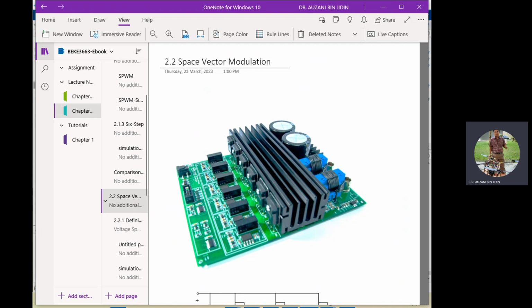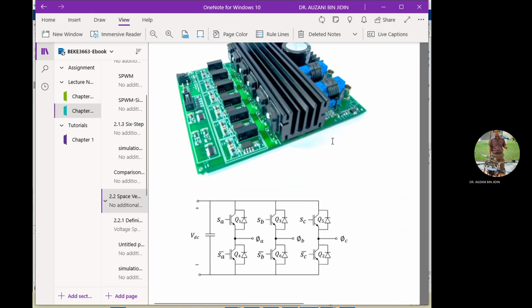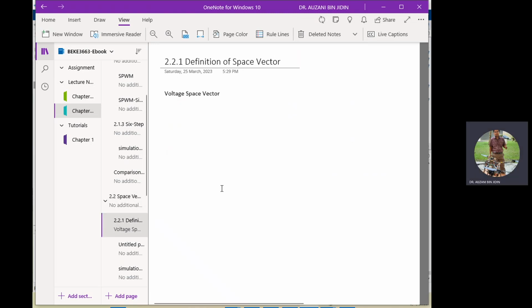Okay, we continue our discussion to the new topic, space vector modulation. Okay, boleh? So space vector modulation, short form is SVM. Okay. So before we discuss detail how to design the control algorithm or the modulator of space vector, it is necessary for you to understand the definition of the space vector.